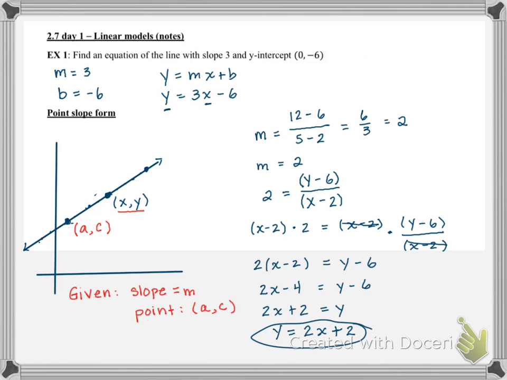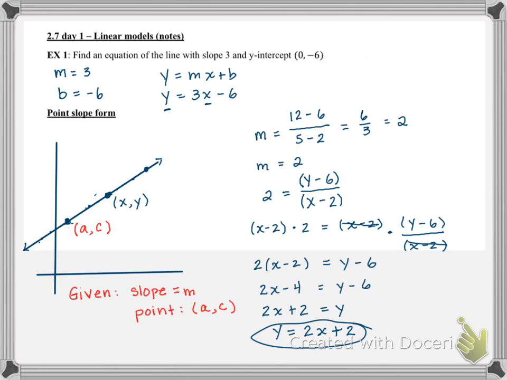And then that X, Y is going to stay as my general point, where my X value is just X, my Y value is just Y. Keep in mind that in your final answer, you have to have an X and a Y. You have to have those variables in order for it to be an equation for the entire line and not just specific points on it.